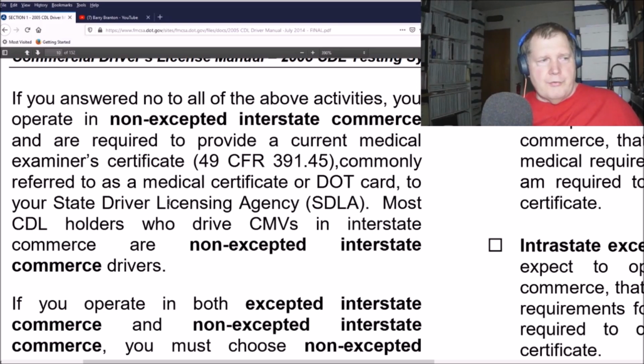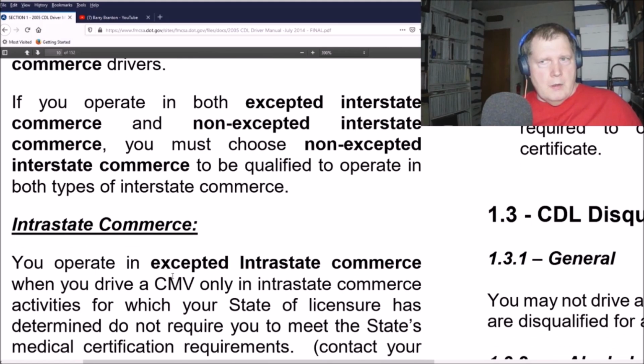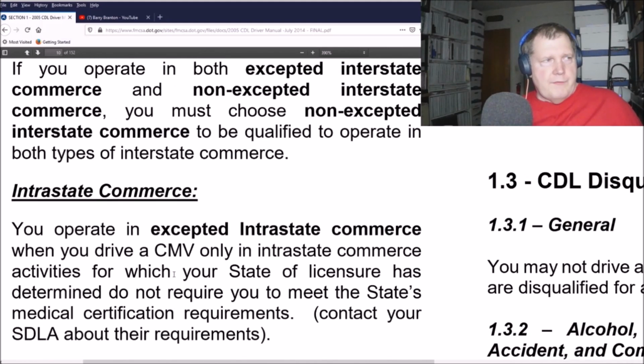Most CDL holders who drive CMVs in interstate commerce are non-accepted interstate commerce drivers. If you operate in both accepted interstate commerce and non-accepted interstate commerce, you must choose non-accepted interstate commerce to be qualified to operate both types of interstate commerce.